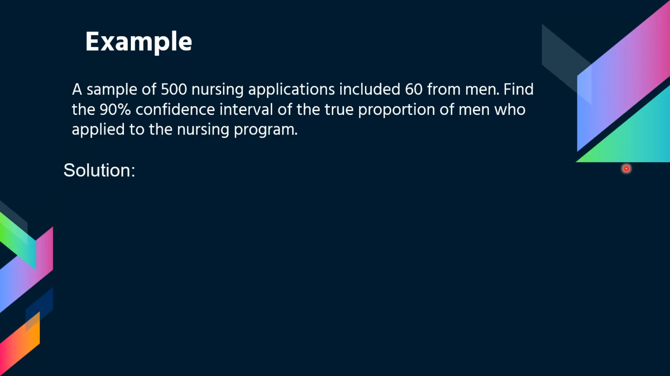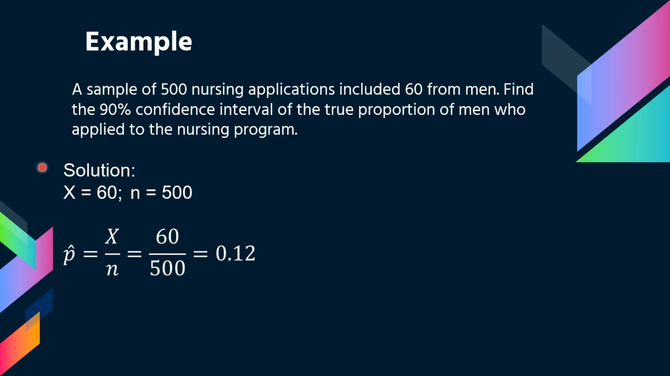So, for our solution, we have to identify the X. X is 60 kasi lalaki. And then N is 500. For the P hat, we have X over N. So 60 over 500 is equal to 0.12 or 12%. So 60 is just 12% of the 500 nursing applications. Okay, 60 men is 12% of 500 nursing applications.